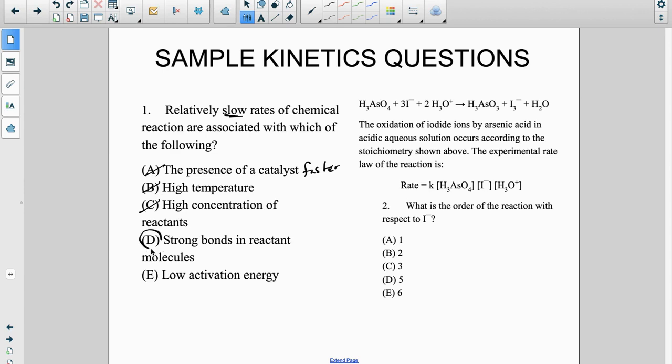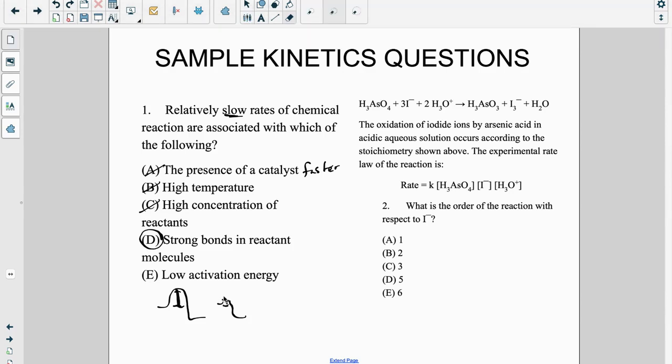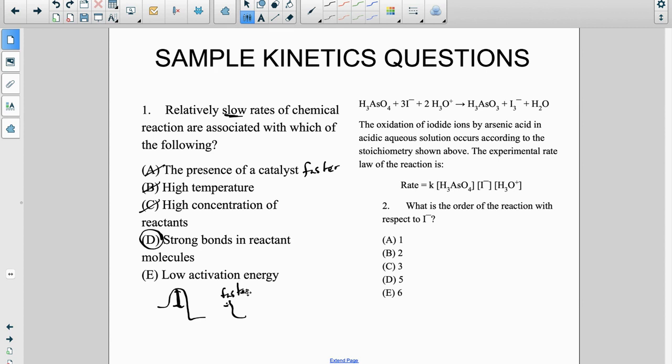Low activation energy: if we have a reaction that looks like this with this much activation energy, this is called the activation barrier or activation energy, and we have a reaction that has only a tiny little barrier, guess what? Low activation energy means that will be fast. This will be slower than the other. So low activation energy makes a reaction faster. This question will come back to. I forgot that. I put that in the wrong place.